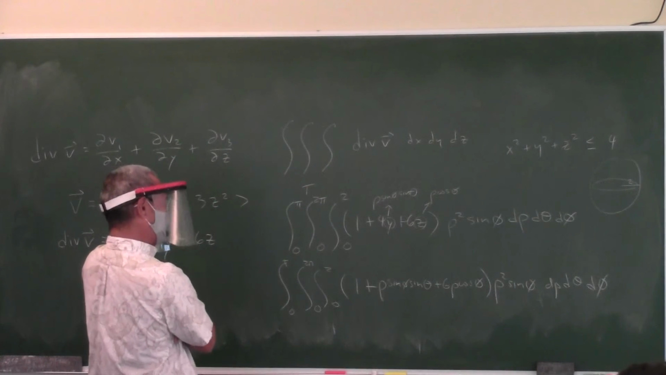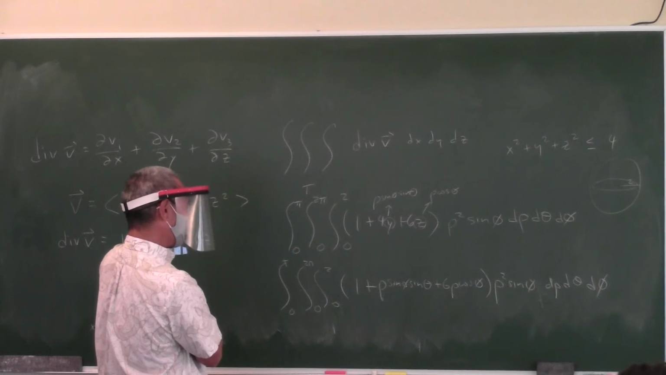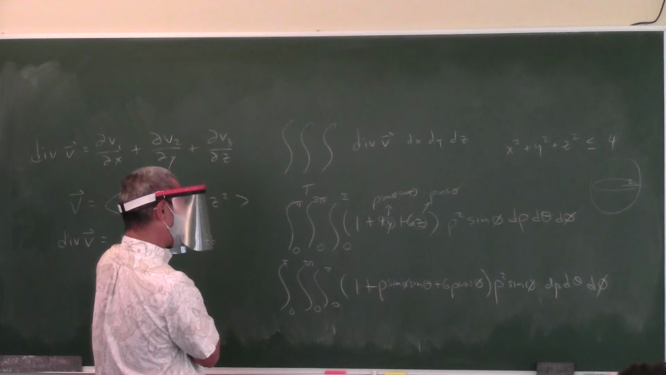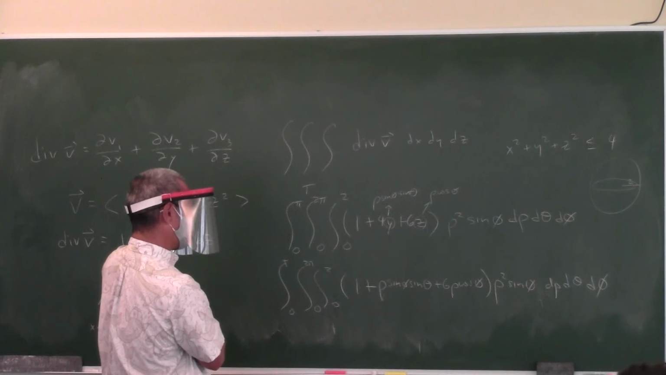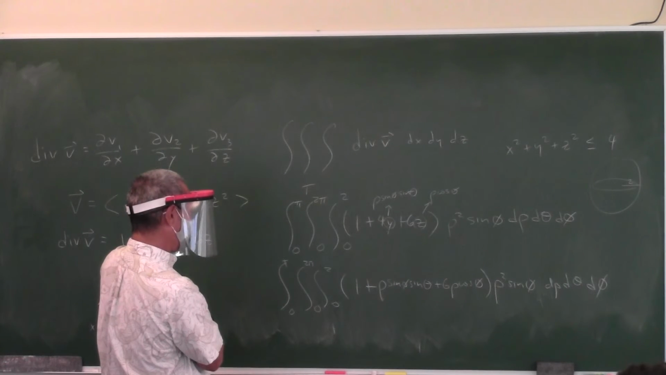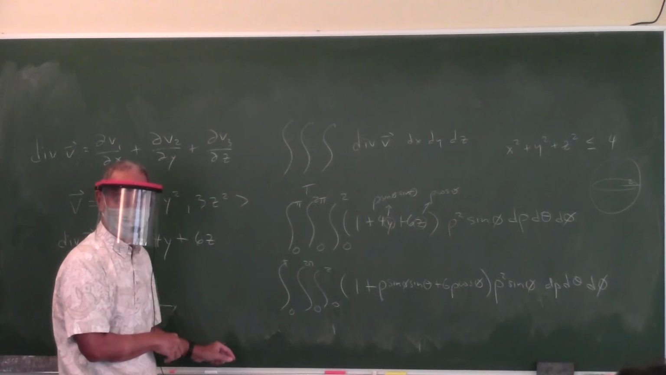So if you distribute the rho squared, that's not going to be so bad, right? And then you integrate with respect to theta, that's not so bad either. And then you integrate with respect to phi, that's not difficult either. So this is easy, this integral.